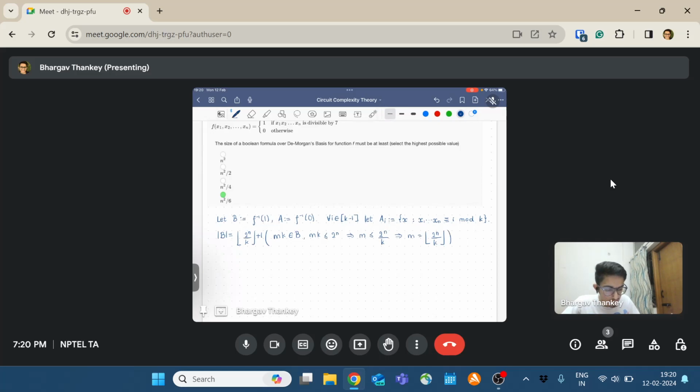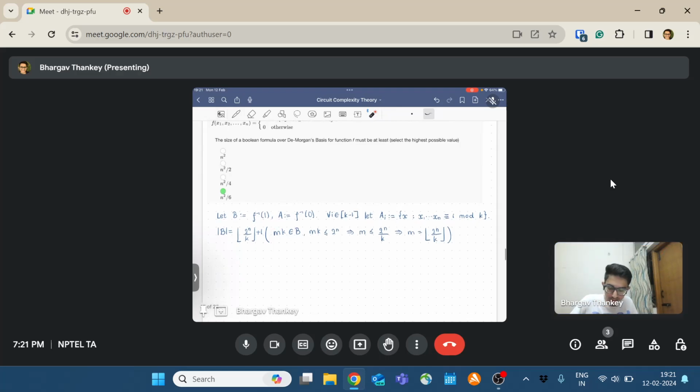So earlier I had the ceiling of 2 to the n over k. That is undercounting, because what can happen is 2k might divide 2 to the n. It won't happen in our case because we are assuming k is odd, sorry, k is not a power of 2. But the right thing would be floor plus 1, because it's m plus 1. We are not looking at 0 over here. So it's floor plus 1, but for our case, it's just the ceiling.